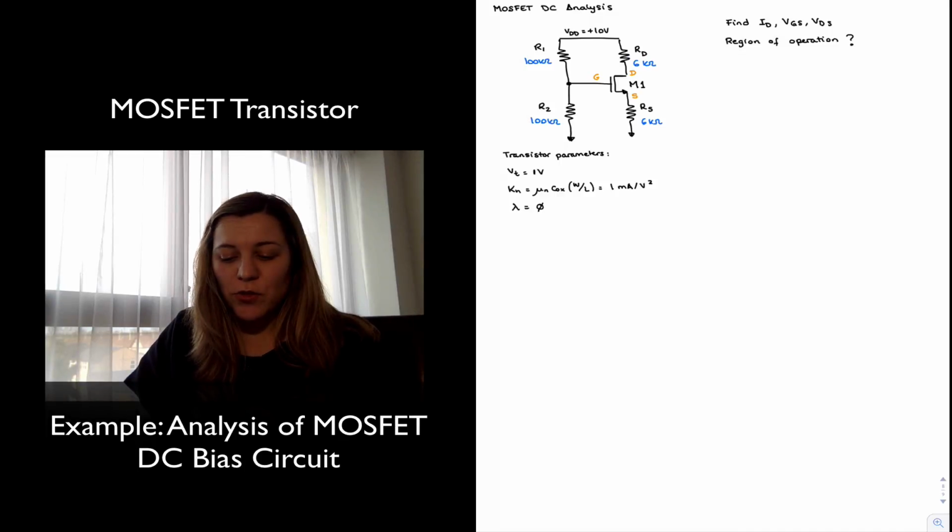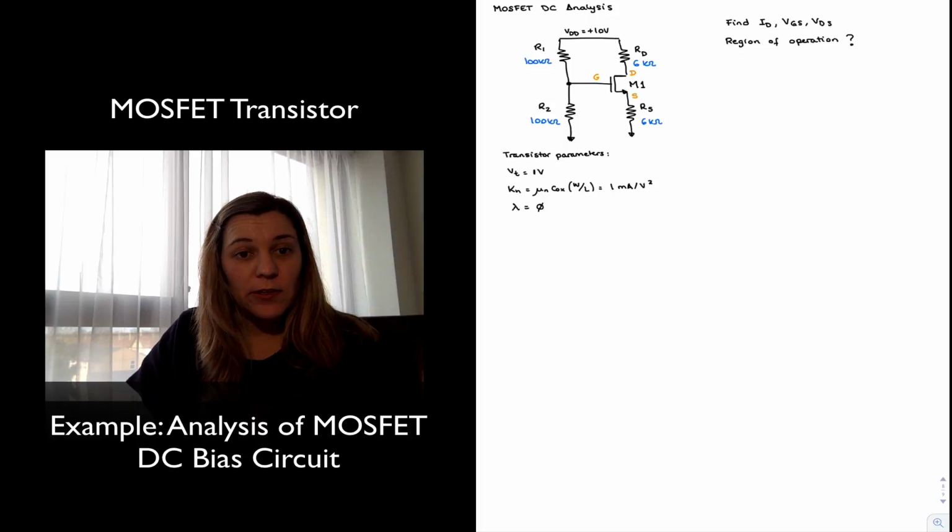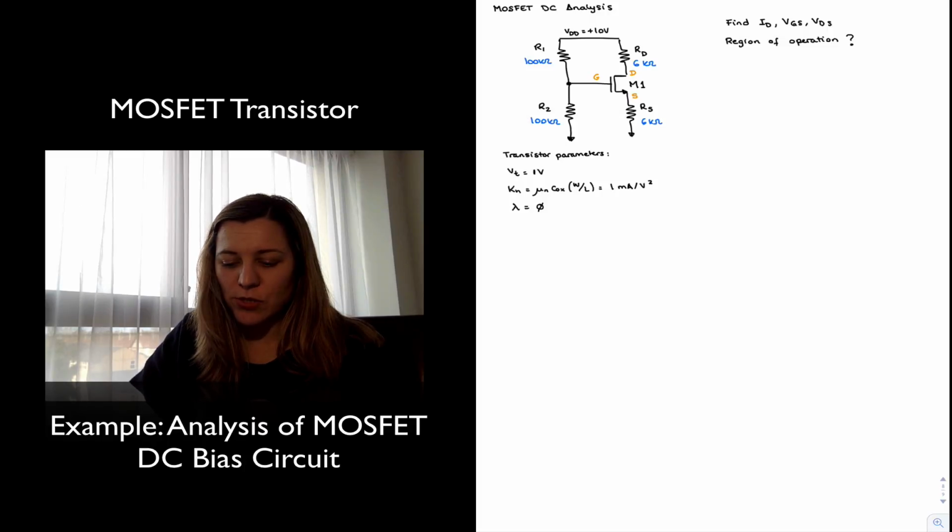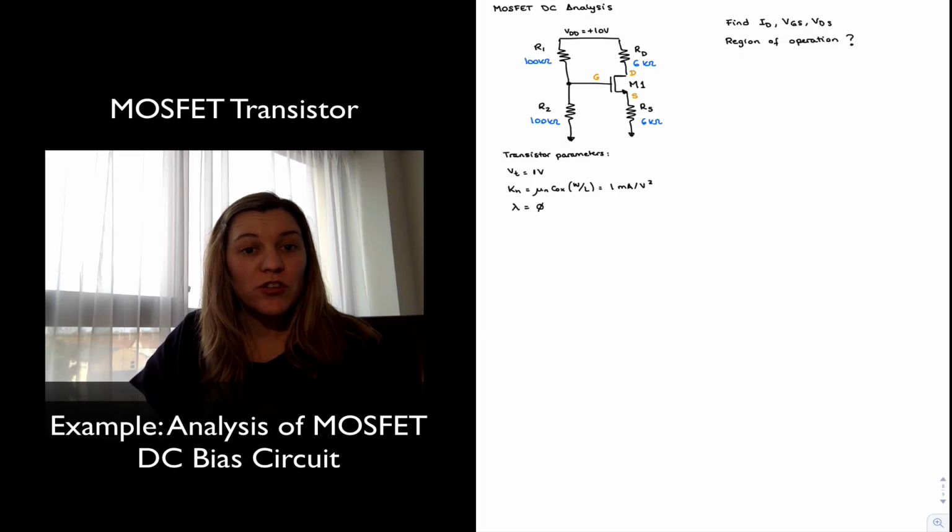Hello. In this video, we're going to perform the analysis of a MOSFET DC circuit. This is a fairly standard configuration for a biasing circuit, referred to as the 4-resistor biasing network, fairly common in discrete transistor circuits. We're just trying to gain familiarity with the different equations and the different parameters of the MOSFET and how they come into play when we're performing circuit analysis.